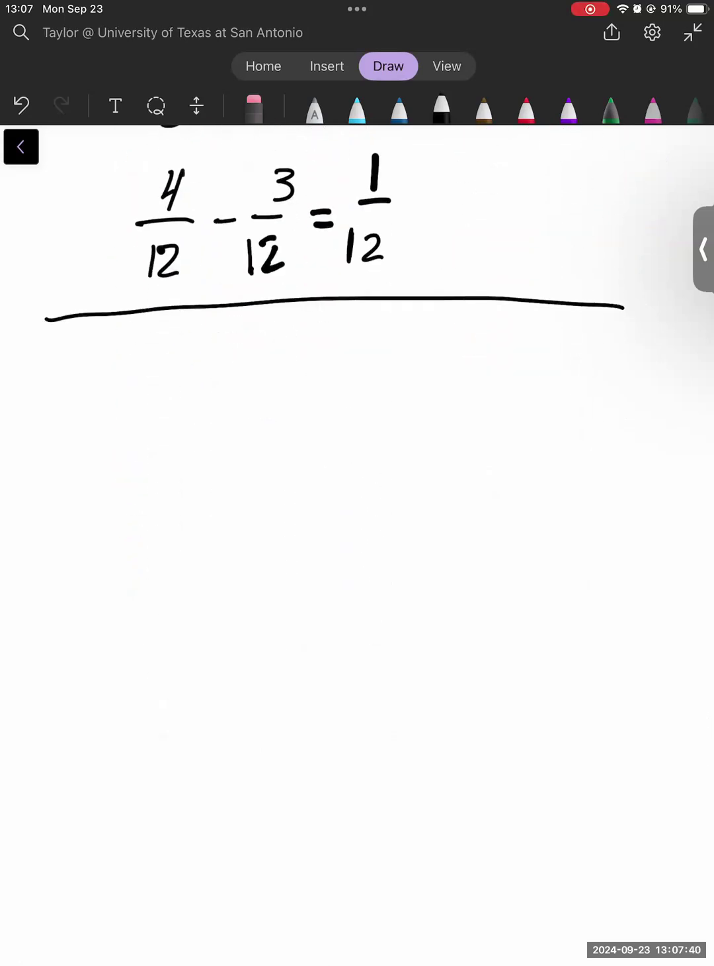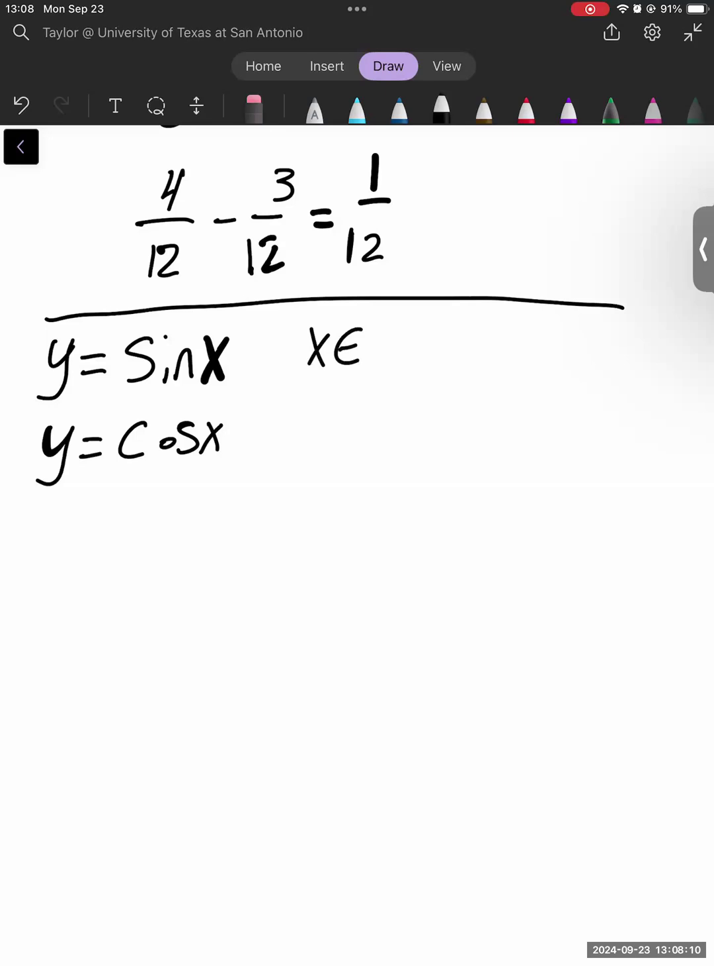And the next one I want to do really quick, before we move on to volumes, is y equals sine x, and then y equals cosine x, for the range where x is in 0 to pi.